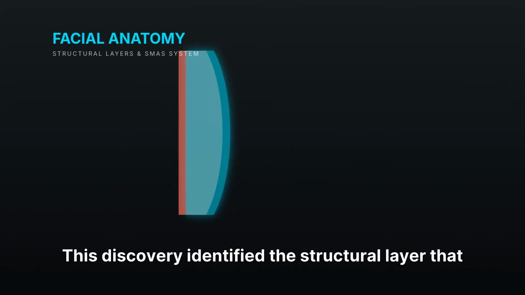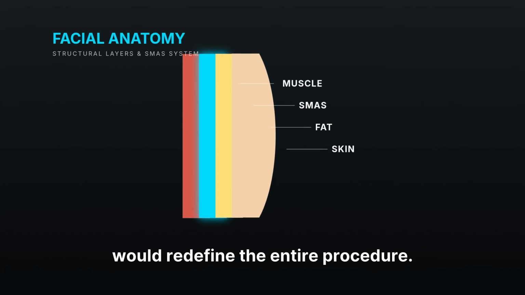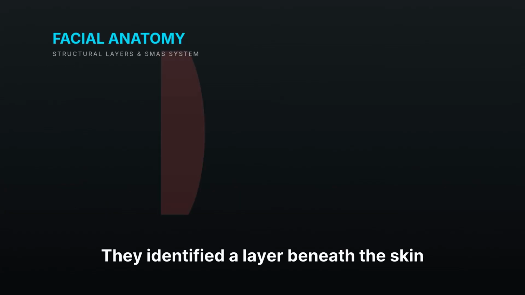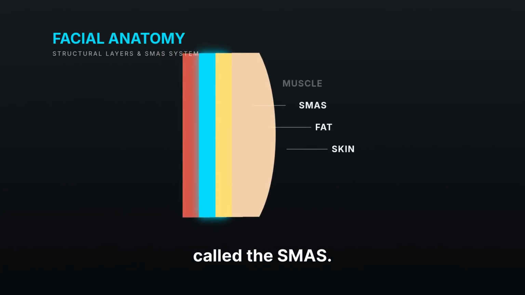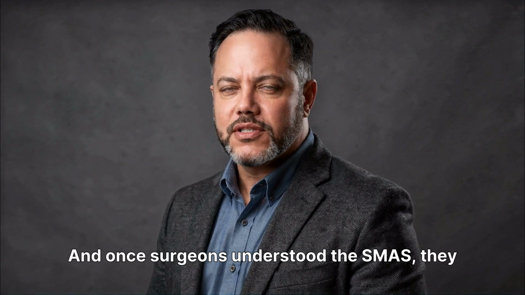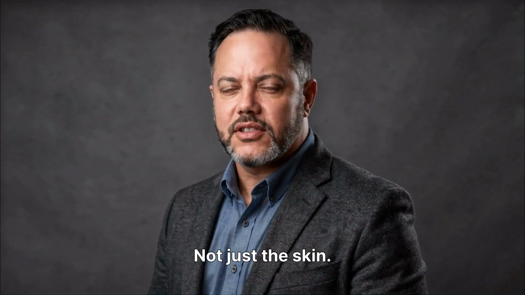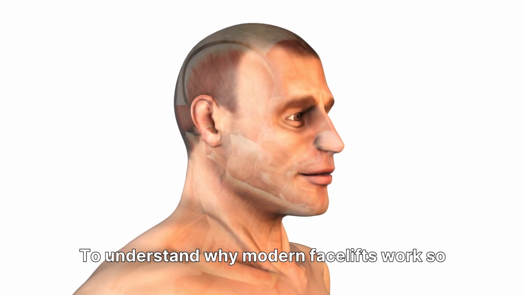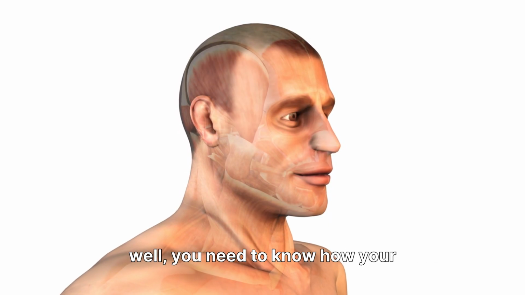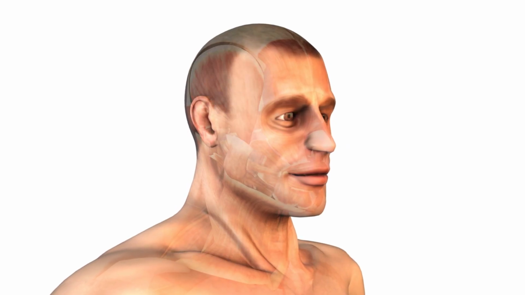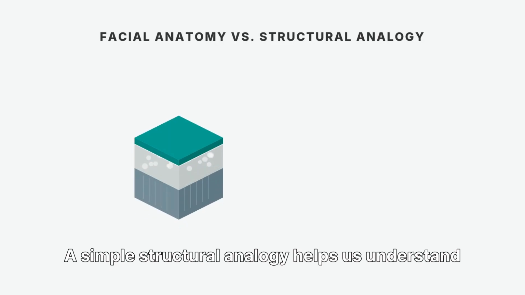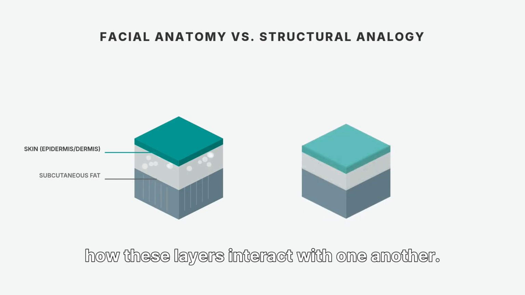This discovery identified the structural layer that would redefine the entire procedure. They identified a layer beneath the skin called the SMAS. And once surgeons understood the SMAS, they realized that's what you need to address, not just the skin. To understand why modern facelifts work so well, you need to know how your face is actually built. A simple structural analogy helps us understand how these layers interact with one another.